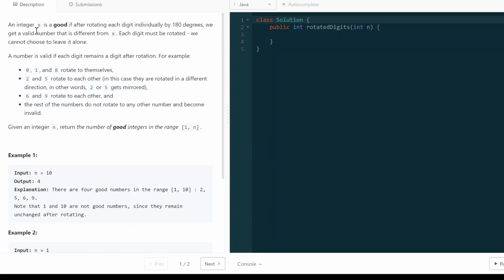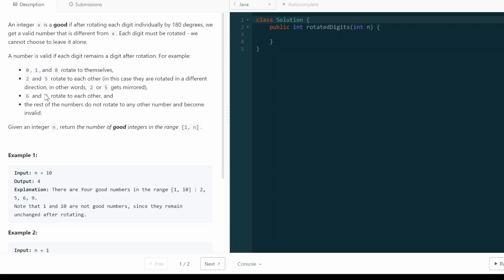Let's see. The first question says an integer x is good if after rotating each digit individually by 180 degrees, we get a valid number that is different from x, and each digit must be rotated. We cannot choose to leave it alone. A number is valid if each digit remains a digit after rotation. For example, 0, 1, 8 rotate to themselves. 2 and 5 rotate to each other. In this case, they are rotated in a different direction. In other words, 2 or 5 gets mirrored.